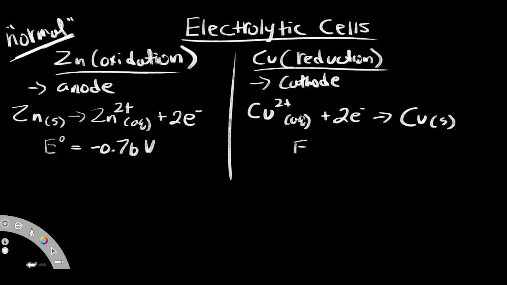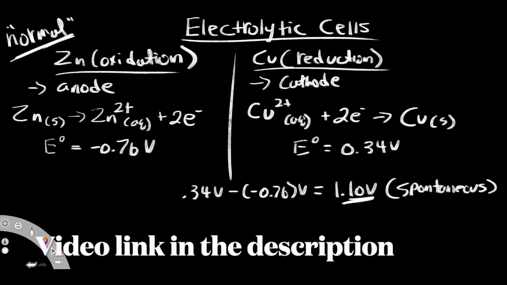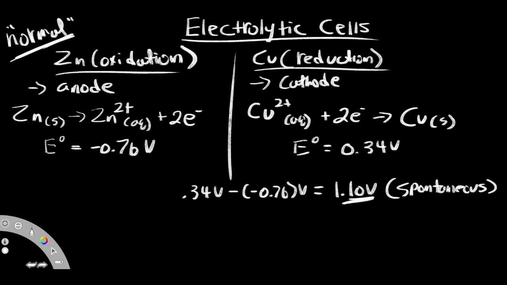In terms of its E standard, I'll just give it to you. It is 0.34 volts. So if you wanted to find the standard potential, you would just be doing 0.34 volts minus negative 0.76 volts, giving us 1.10 volts. This 1.10 volts is a positive value, which means that it's going to be spontaneous. If you need to know more about spontaneity, see the video link in the description where I talk about spontaneity in great detail and at length.